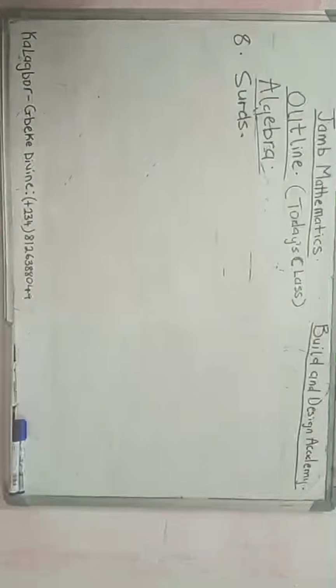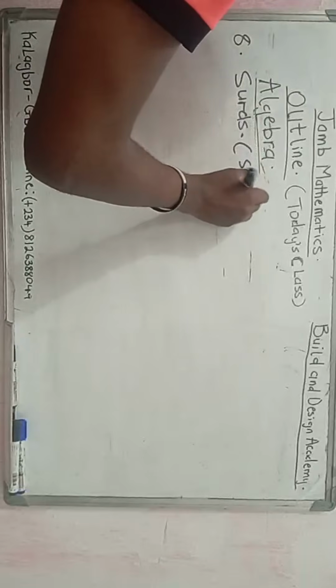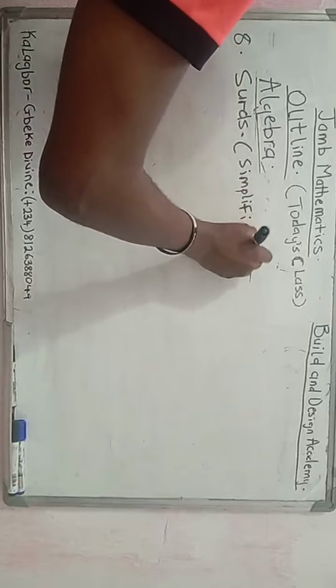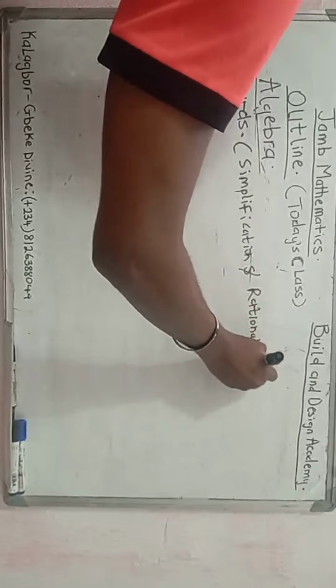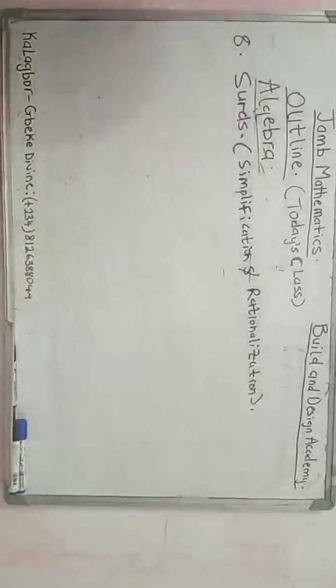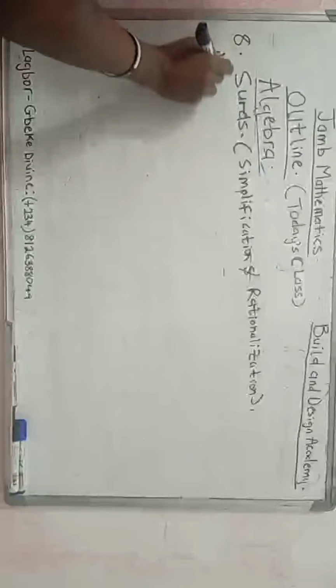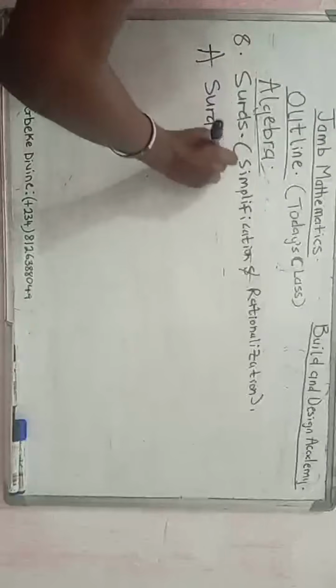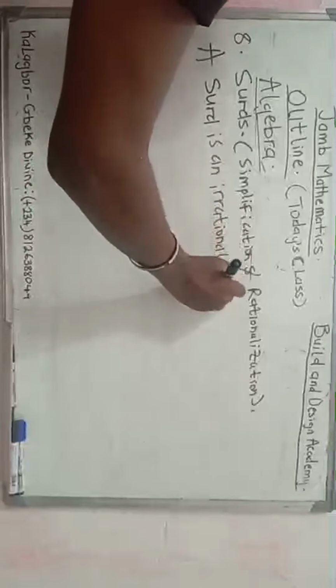Now let's ask ourselves, what is Surds? In Surds, we look at two things: simplification and rationalization. Now, a surd is an irrational root. Take note. A surd is an irrational root.